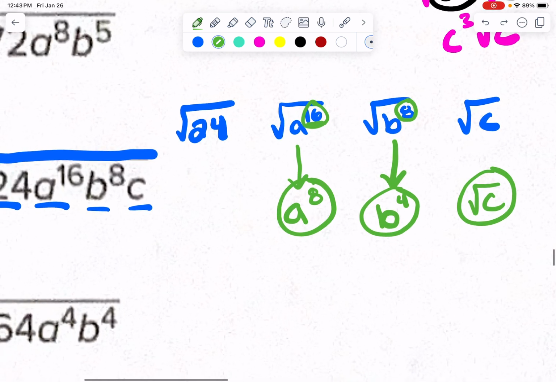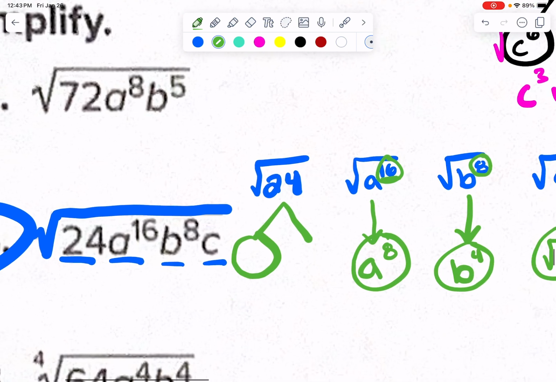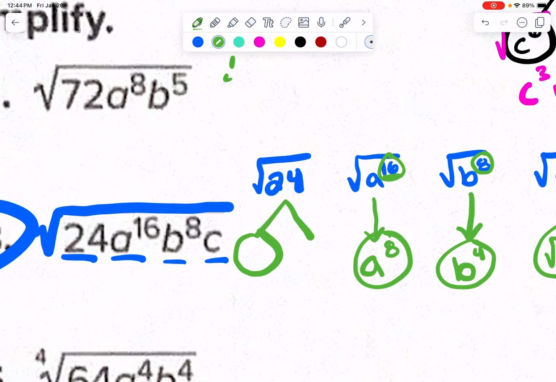Now, 24, we just do like normal. You cannot take the square root of 24, so I'm going to break him down, and I'm thinking, like, what number goes into 24 that I can take the square root of? We're doing square roots. So, like, 1 squared is 1, 2 squared is 4, 3 squared is 9, 4 squared is 16, 5 squared is 25, right? I'm looking for these numbers that would go into 24.